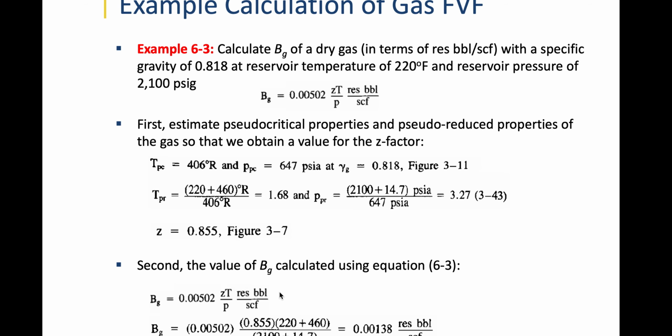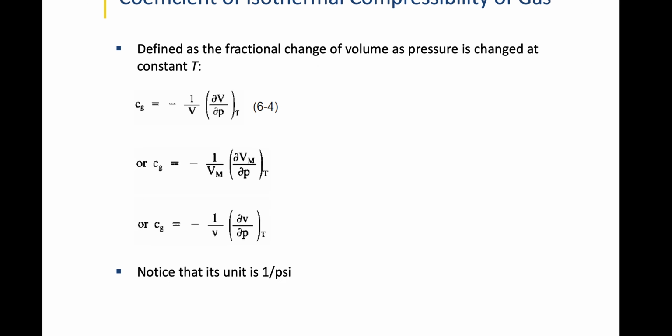Then I can plug in and I can find the BG value. So I have the equation. Now I have the Z, temperature I know, pressure I know, and I can find the BG value. But as I said in the class, most probably what you will have is that the composition of the gas is given most of the time. Okay.